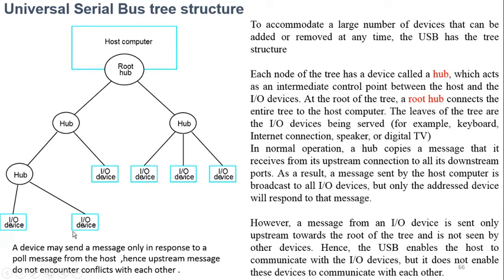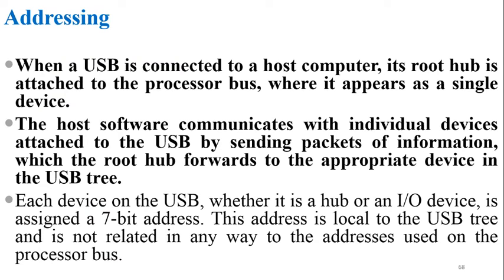and is not meaningful outside the USB interface. That is, it is not used for any purpose in the processor bus, that means inside the host computer. This special 7-bit address is used inside this tree structure in order to uniquely identify the various intermediate nodes as well as the I/O devices. These addresses are used for identifying the various units, in order to properly identify the intermediate nodes and the final destination inside this tree structure. So here we use 7-bit address information.